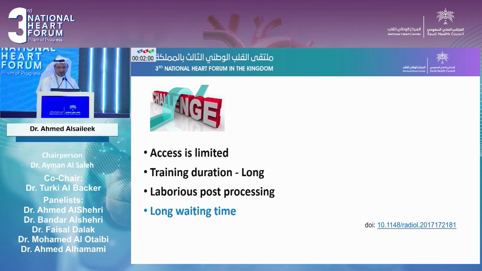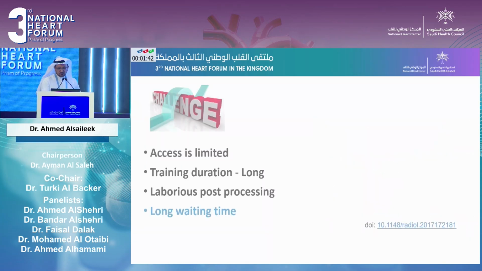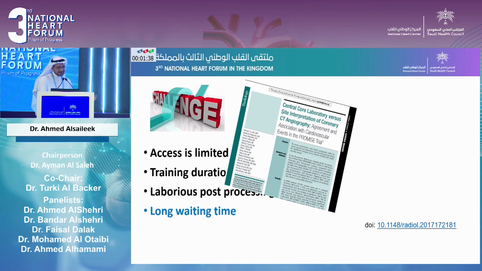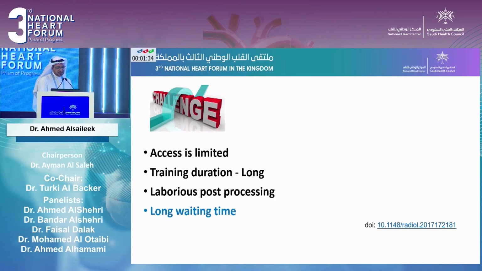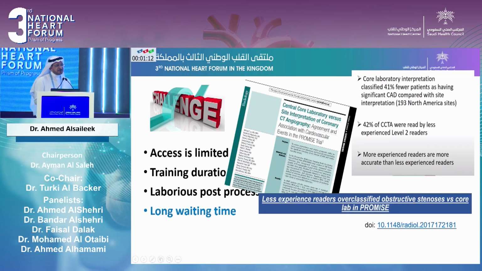So as you can see, there is a lot of data that we can get from cardiac CT. I have only 1 or 2 minutes to finish. So this is the data that we can get from CT coronaries. A lot of data, not practical for day-to-day use to report all these data. And there are limitations: access, and the training duration for imagers is long, post-processing, and a long time waiting for the patient. We cannot use a shortcut. We cannot ask non-expert or less expert people to report all these things. And this is from a core lab interpretation compared to hospital interpretation. They found that less experienced readers overestimate the severity of coronary artery disease.